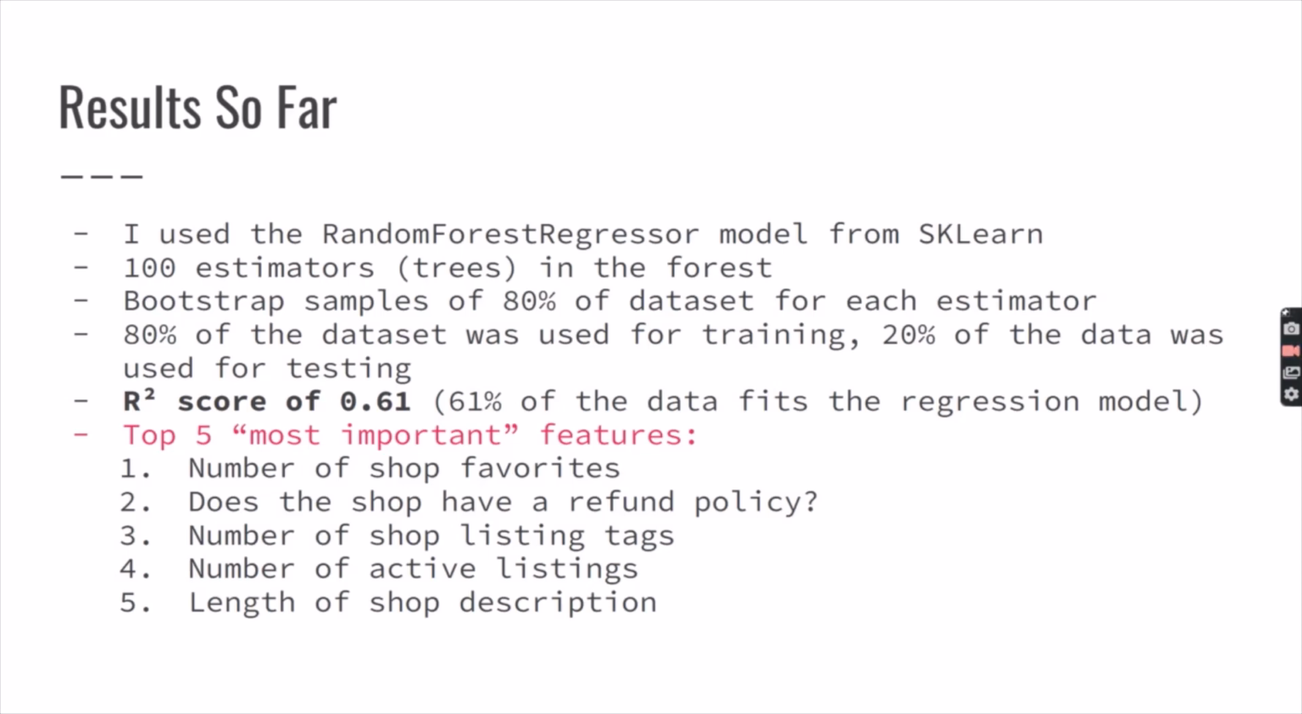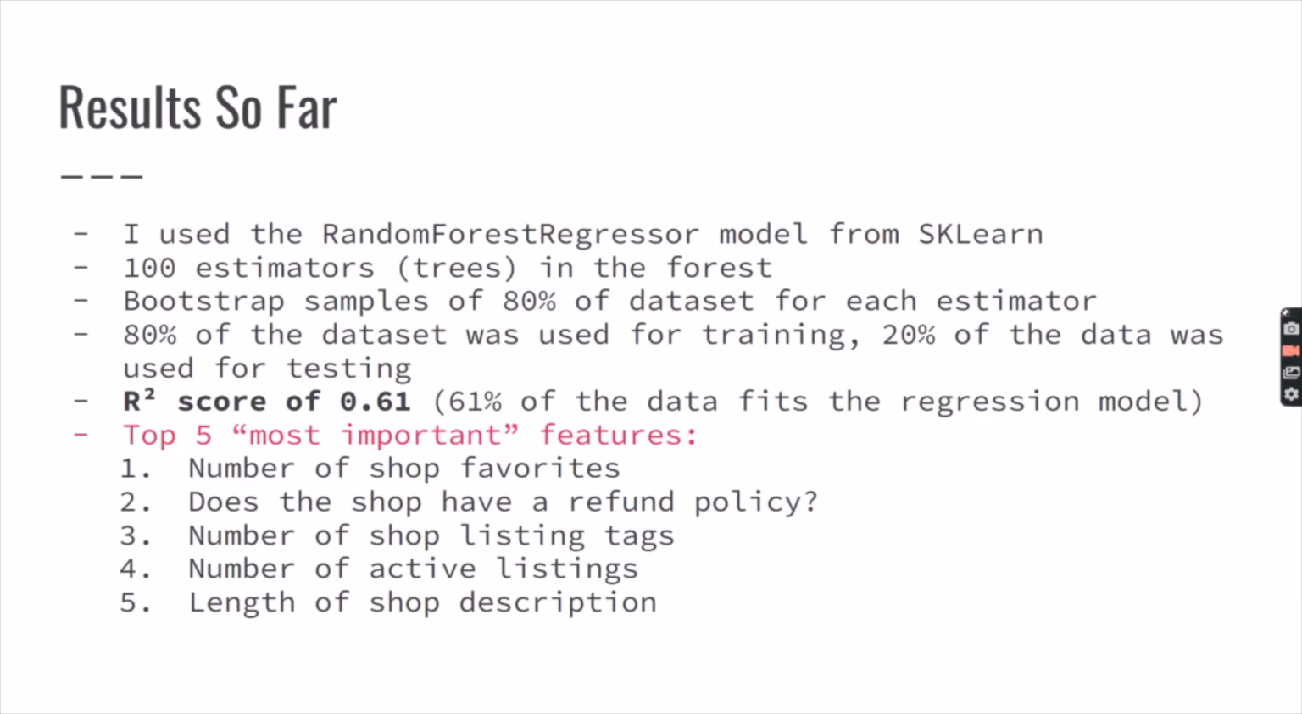Then the next one was, does the shop have a refund policy? Then the number of shop listing tags. That's basically just a number of descriptors for your different listings. So the more of those you have on your listings, that seems to correlate to higher reviews. And then the number of active listings. So this was just the sheer number of things that you're selling.